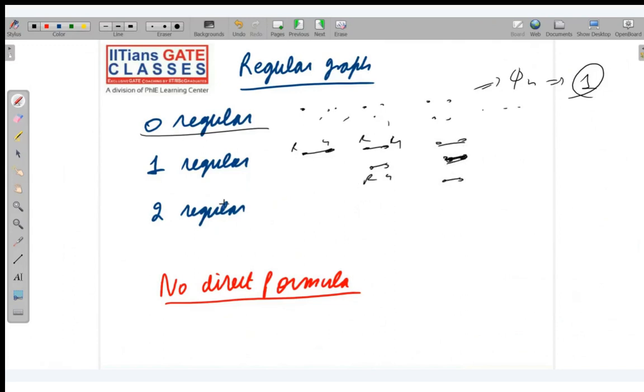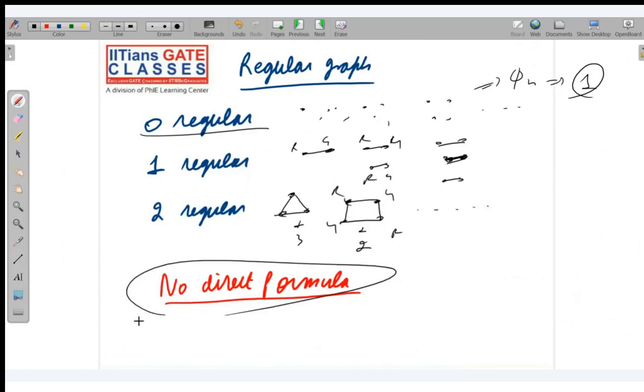So two regular. What about two regular? Two regular like this, or like this, and so on. So for two regular, here chromatic number is 3. Here chromatic number is 2. I have just given you an idea. Red, red, green, green, and so on. So there is no direct formula for regular graph. For zero regular 1, for one regular 2, that is for sure. For two regular, it's sometimes 3, sometimes 2, and so on. There is no formula. Then why should we dig deep into this topic? If they give you any regular graph, you have to find it out. No way out.